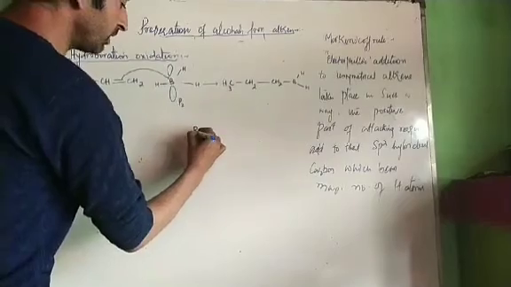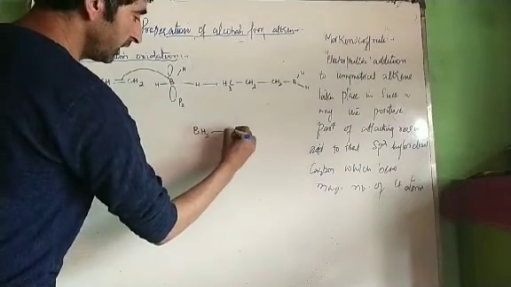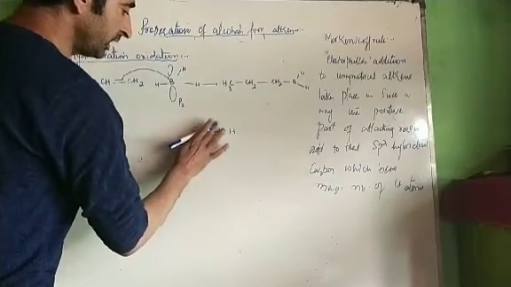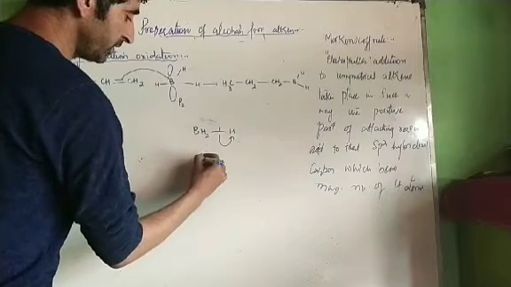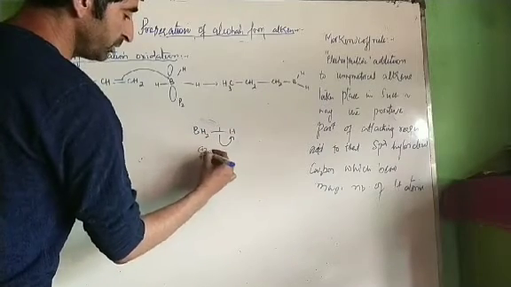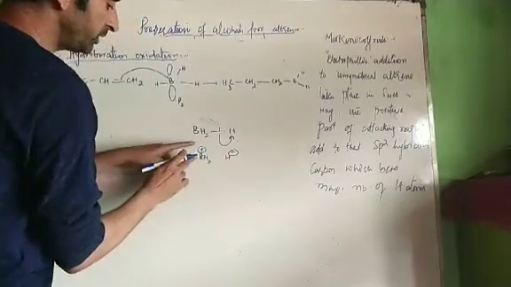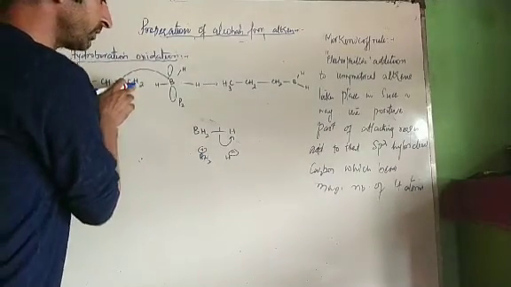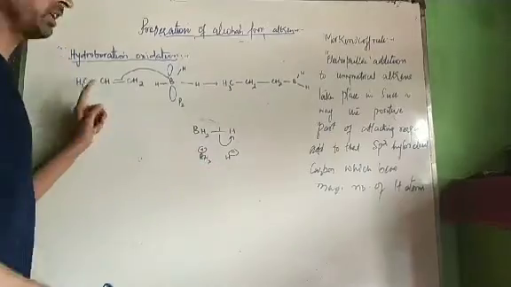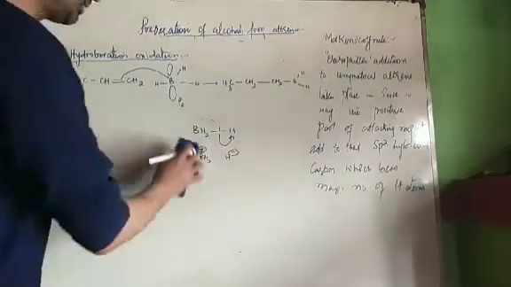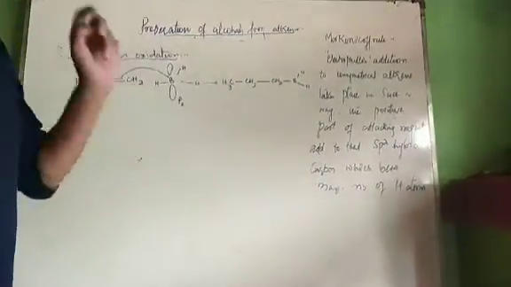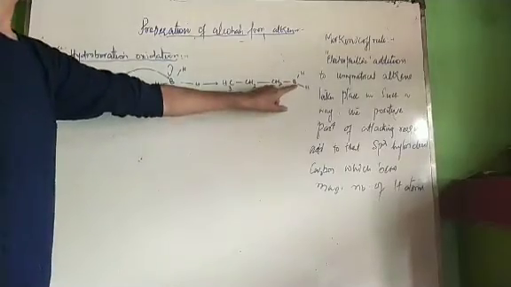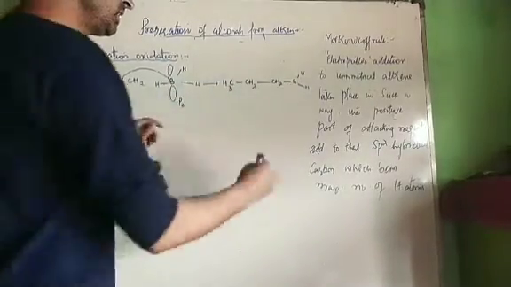It means I broke this BH3 like this. We get BH2 plus, because it was electron deficient, and H negative. BH2 plus is an electrophile, which adds to that carbon atom which bears the maximum number of hydrogen atoms, and H negative adds to that carbon atom which bears the least number of hydrogen atoms. Now see, we still have boron over here. This boron is still electron deficient.